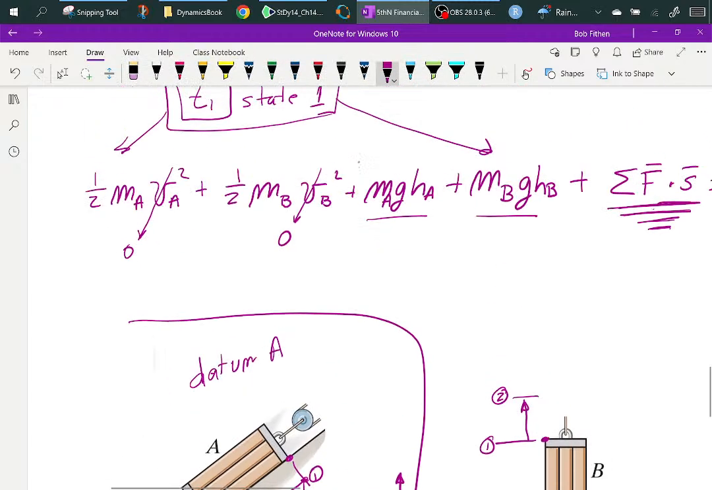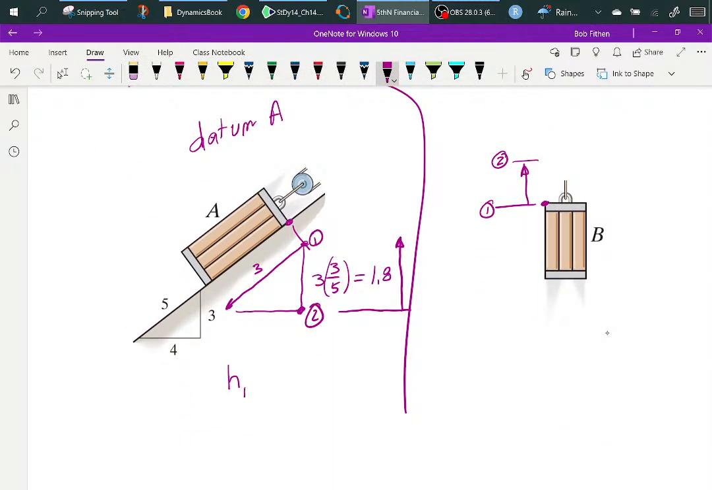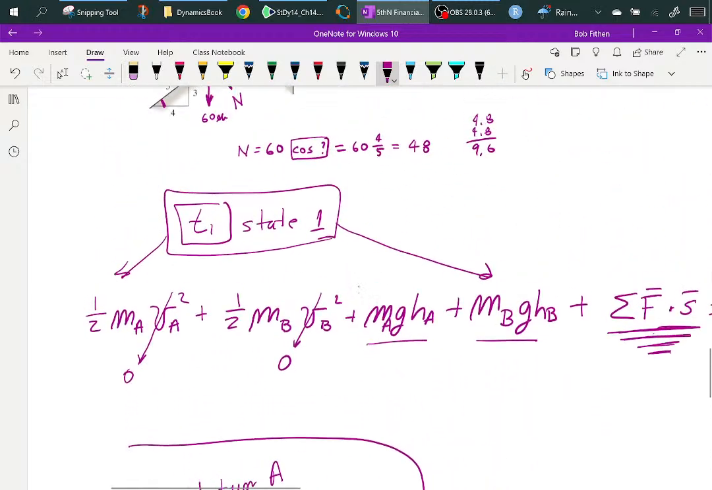Here, I'll do it this way. So I have HA and HB. So I'll say HA at 0.1 is going to be equal to 1.8. Then HA at 0.2 is going to be nothing. Now, how far did this move? So this is where those rope equations come in.